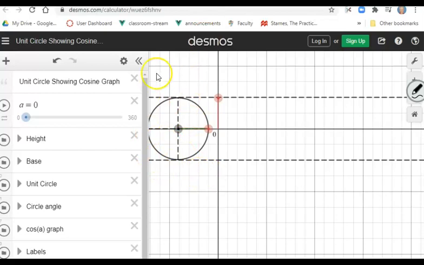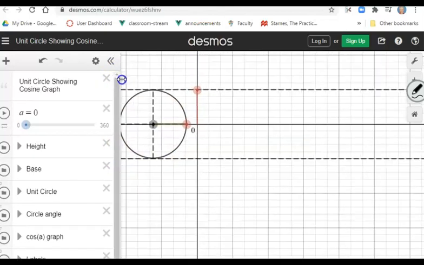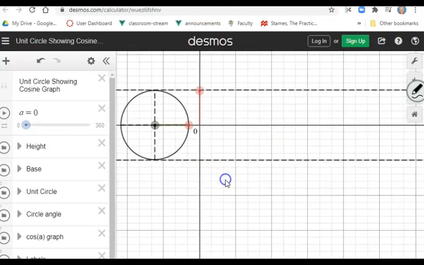Cosine is slightly different now. The value on the cosine graph corresponds to the adjacent side, or the horizontal leg of the triangle, as we go around the unit circle. So notice here the adjacent side's 1, here the y value is 1. So it's kind of weird because it's the x-coordinate on the unit circle corresponding to the output, or the y value, on the cosine graph.